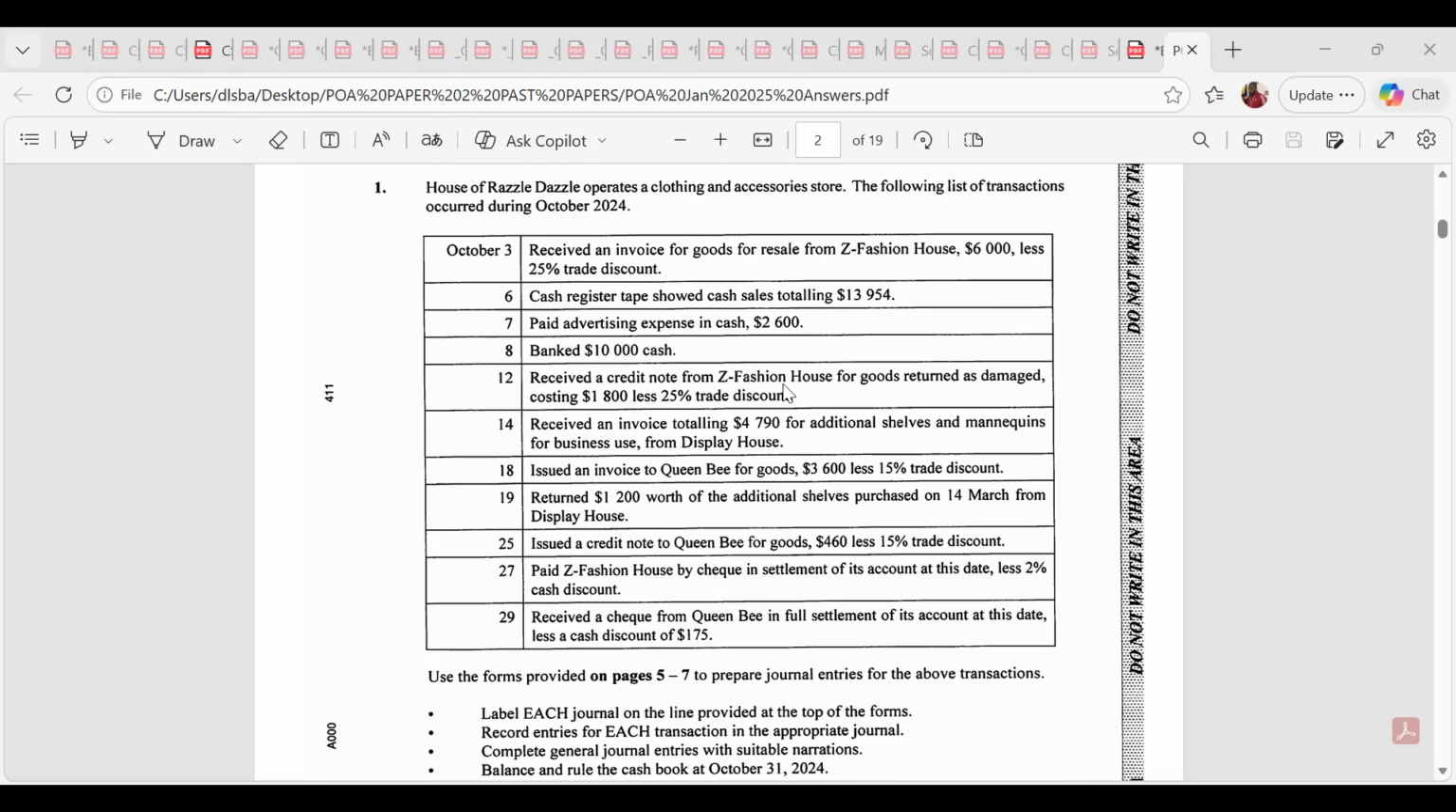Anybody knows? 4,500. 4,500. He would take no record of the 25% trade discount. He's just going to subtract it. Right? So this would go in the purchases journal.